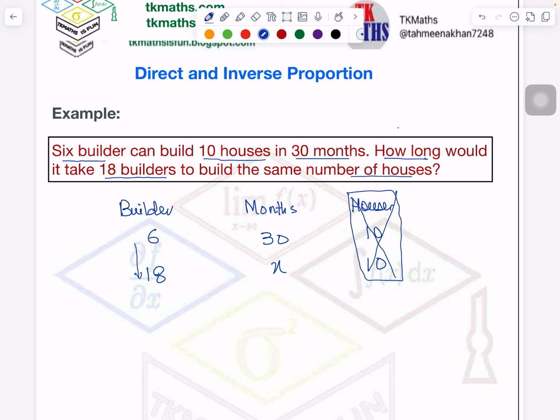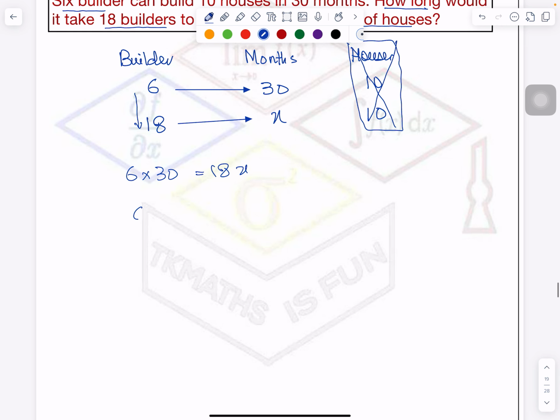less because manpower is increased. So when manpower is increased, the time is taken less. So this is the case of inversely proportional. And I think you can easily do it. 6 into 30 is equals to 18 into x, which is 6 into 30 divided by 18 is equals to x. So it is 10. So it means within 10 months, the construction will be completed if there are 18 builders working.